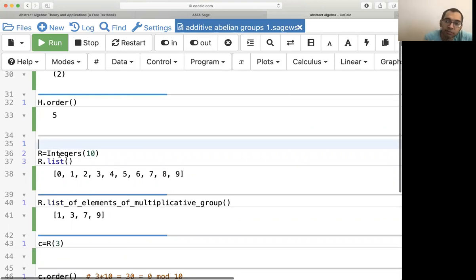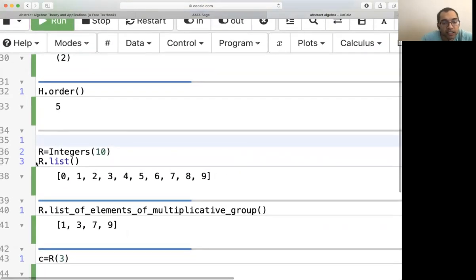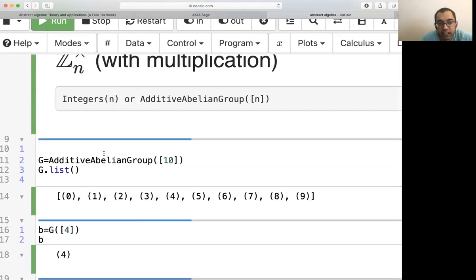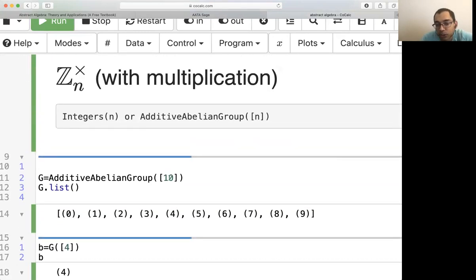In other words, it has both the addition and the multiplication that's coming from the integers mod 10. So first of all, the command is, set r equals the integers mod 10. Now here we don't have any square brackets. It's just one round bracket. Whereas by contrast, if you're calling the additive abelian group, you need to put square brackets. If you don't put these square brackets, you'll get some error.